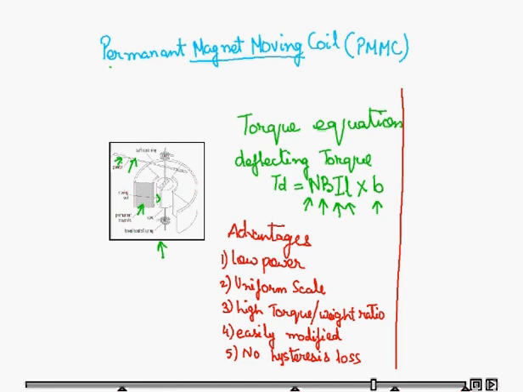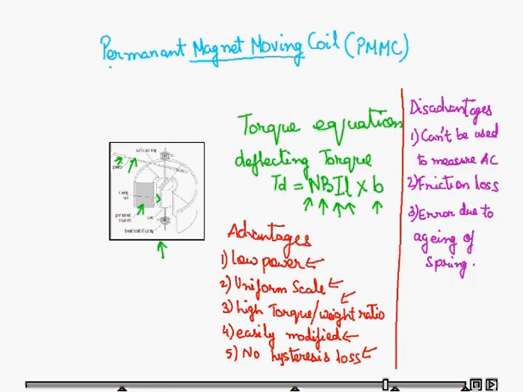Let's see the advantages of this. The first advantage, it consumes less power. The second is it is having a uniform scale. Third is it has high torque to weight ratio. It can be easily modified and there is no hysteresis loss. But it has some disadvantages also. It cannot be used to measure AC. The second disadvantage is it has some loss due to friction and temperature also. Friction and temperature can cause some error in the system. Error due to aging of spring.